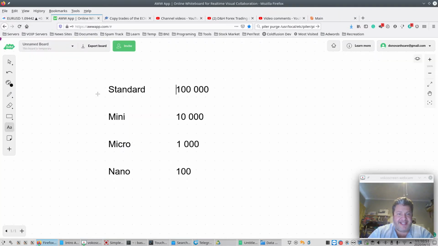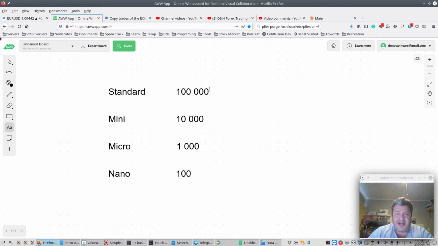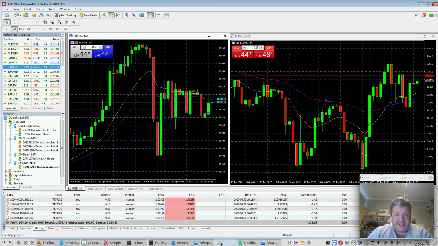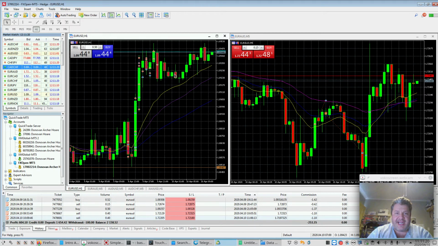So back to here. I'm on a standard lot on mine. I did start off on micro lots with XM and FX Open. I have since evolved. What this actually means is, when I buy something, let me go into my MetaTrader and I want to buy. Let's take this one to a 1 hour time frame. I'm saying I have a feeling it's going to go up, physically go up over here, and I want to buy, and I hit the buy button.